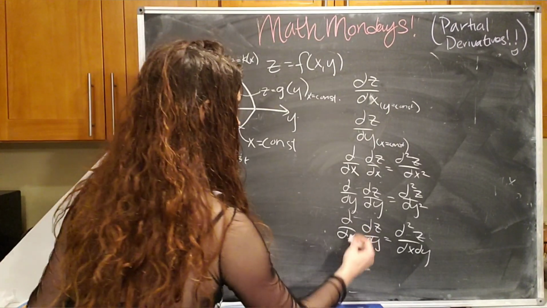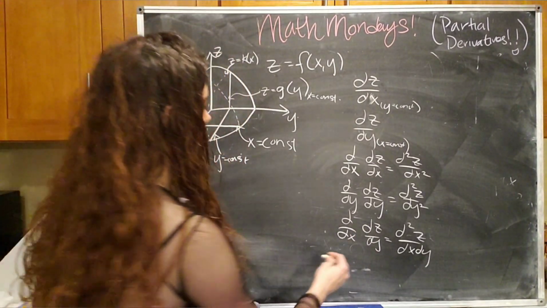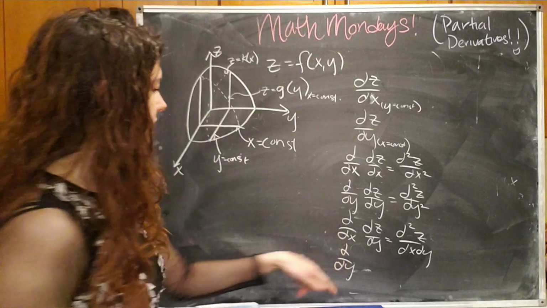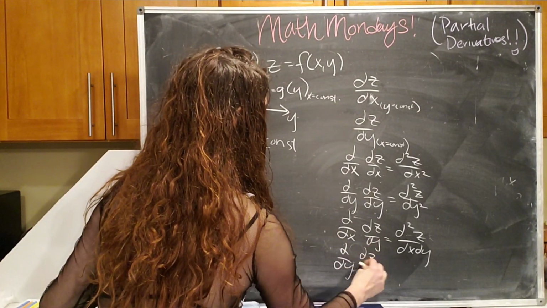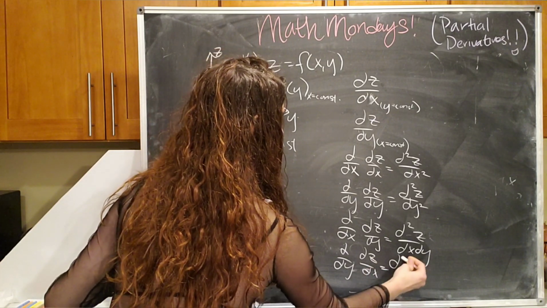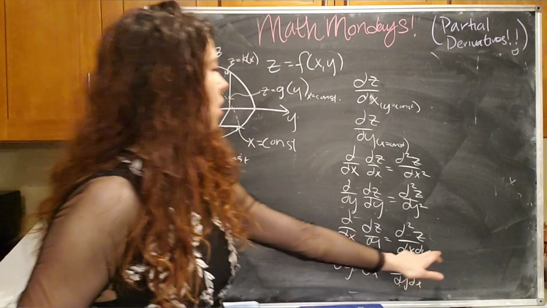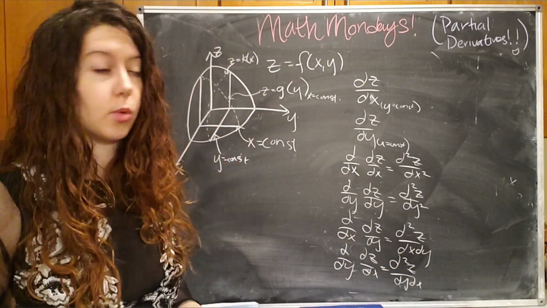And then we could also do this mixed partial, d dy of dz dx, and that would give us d squared z dy dx. Oftentimes these two are equal, but not always.